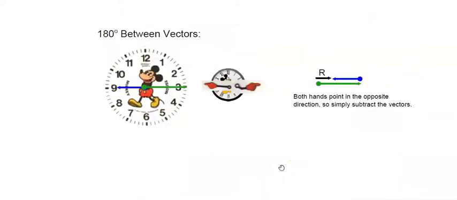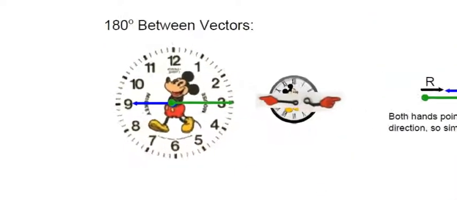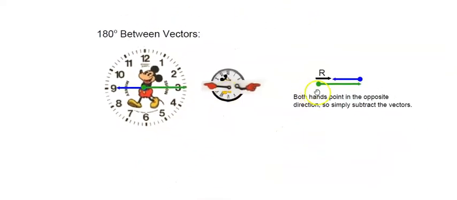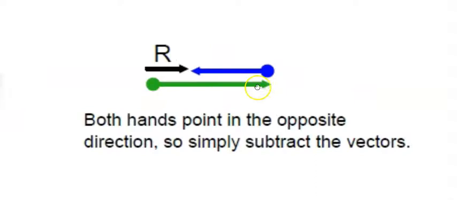And finally, here we are at 180 degrees between the vectors, and this is like Mickey Mouse pointing to the right and pointing to the left. Now we know it's a simple subtraction, and we have the green vector pointing to the right, and we have the blue vector pointing to the left, and the difference between them is this tiny little resultant vector, which is the difference between the right and the left. The green vector was longer than the blue vector, so the resultant would point in the direction of the longer vector.